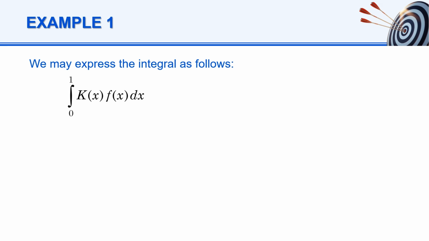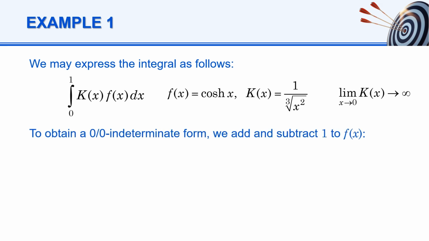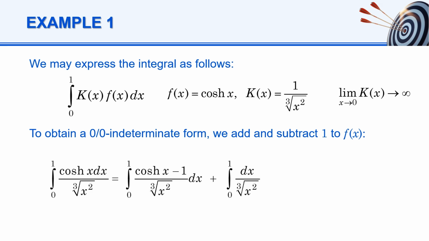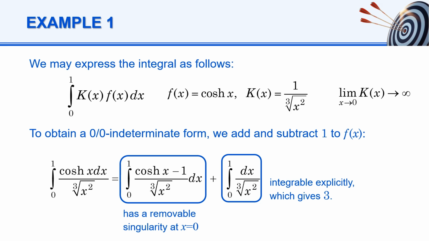We may express the integral as follows, where f(x) is cosh x. The function k is the function with singularity at x equals 0. To obtain a 0/0 indeterminate form, we add and subtract 1 to and from f(x) as shown. We get two integrals, one with a removable singularity at x equals 0, the other one, which is analytically integrable, yielding the result of 3.